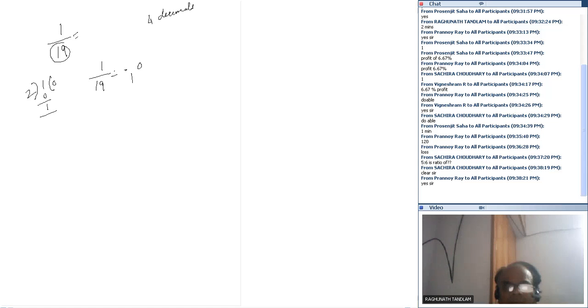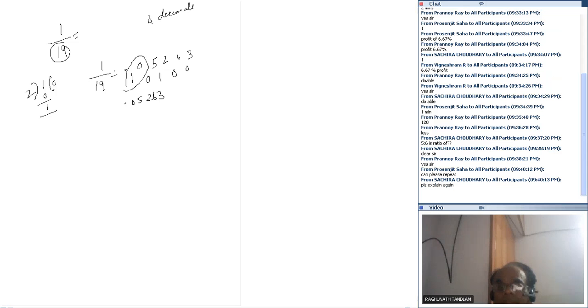What's the 2-digit number visible now? If you see it like this, what's the 2-digit number? 10. 10 by 2 is what? 5, 0. 5 by 2 is 2, 1. 12 by 2 is 6, 0. 6 by 2 is 3, 0. So it's 0.05263. Not 0.5623, 0.05263. I'll explain that. I'll remove this and start from the beginning.